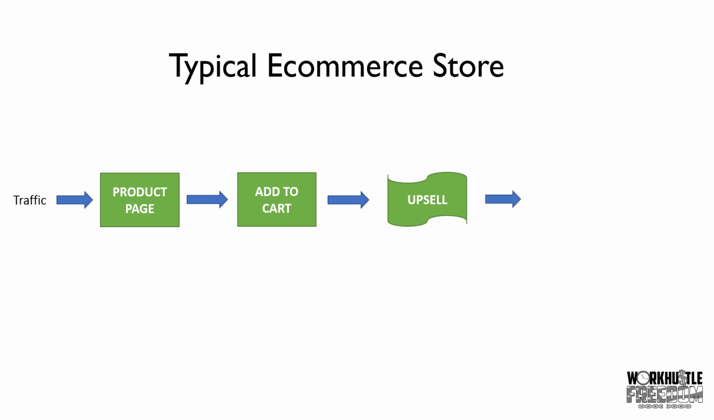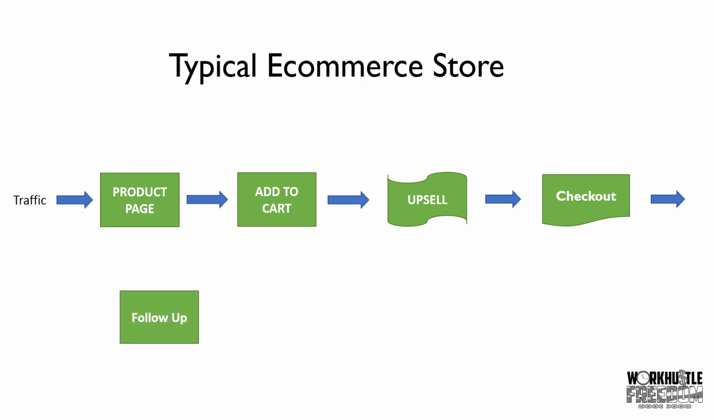From the upsell, they of course go to the checkout, and then after the checkout, you have the follow-up. If you're doing e-commerce correctly, you have other offers that you'll send out with products. That's typically done via email or retargeting, and it's just a way to get that average order value or average customer value up by sending them other offers. So this is how a typical e-commerce store's flow is set up.